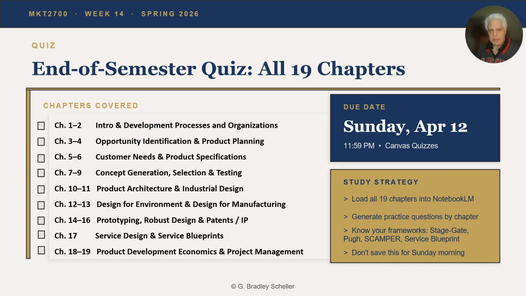The frameworks are what matter most on this quiz. Know stage gate cold. Know the Pugh matrix and when to use it. Know SCAMPER for ideation. Know Amazon's working backwards. Know Geoffrey Moore's technology adoption lifecycle from Crossing the Chasm. Know the service blueprint from Chapter 17. If you can explain each of those frameworks in 3 sentences with a real world example, then you're ready for the quiz.